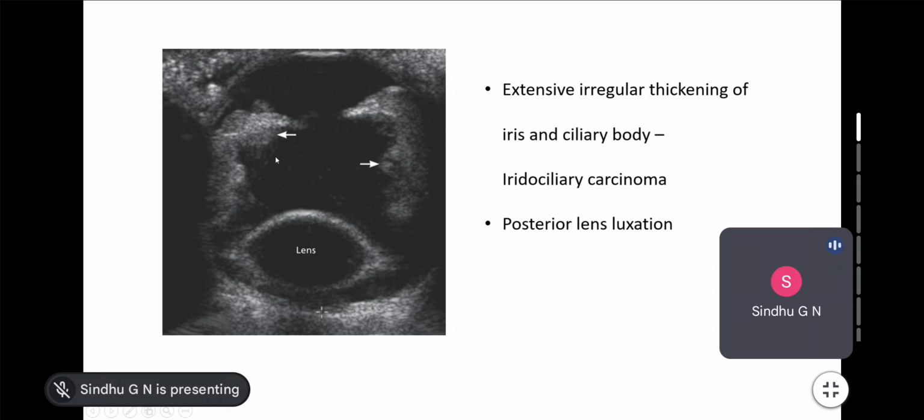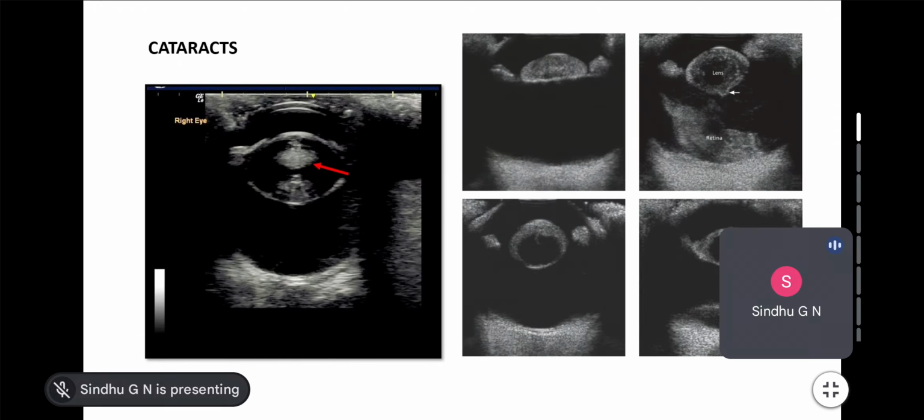Coming to cataracts. Normally, as I said before, lens will be visible like one line above and one line below, and inside it will be fully anechoic. But when there is cataract, we can see echogenicity in between the anterior and posterior capsule. This is a full cataract here also. And here one more thing we can see is that there is a dent on the posterior capsule of the lens.